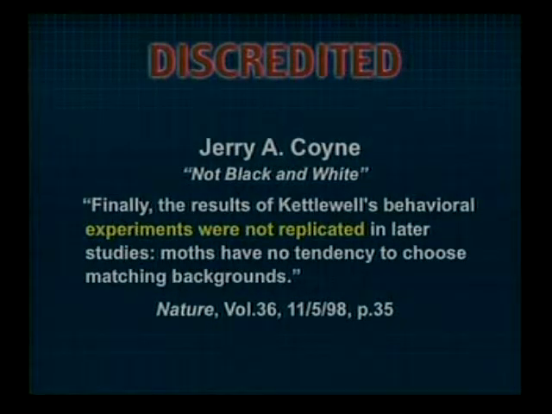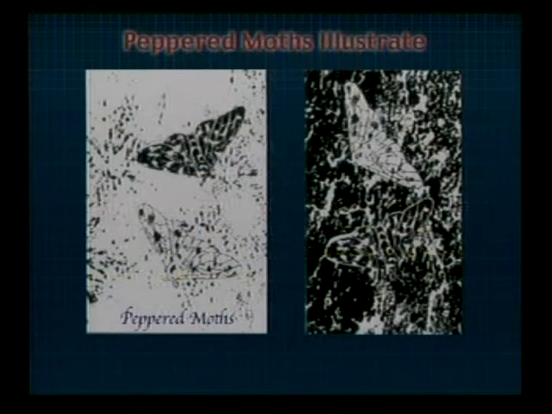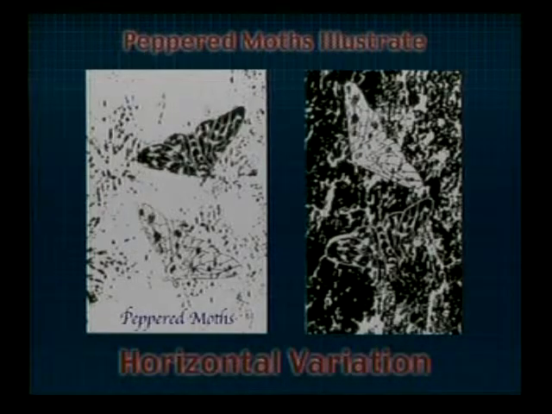It's just lousy science, but it just so beautifully illustrated natural selection that everybody just pounced on it and put it in all the textbooks. Nobody repeated the experiment. Nobody checked until recently. Peppered moths illustrate horizontal variation at best, but really nothing new and certainly nothing about the general theory of evolution.